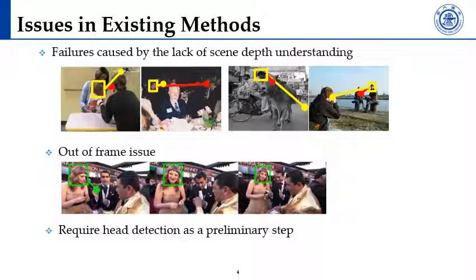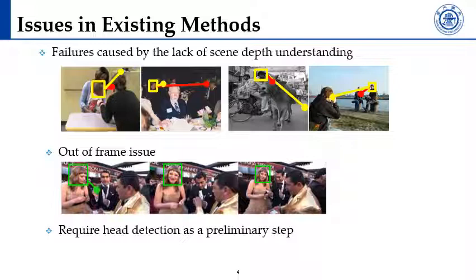In addition, since the field of view of a 2D image is limited, there is an out-of-frame issue when detecting gaze targets in 2D images. And this issue happens frequently. For example, in the VideoAttentionTarget dataset, one third of gaze targets are out of frame. Which means the human is looking outside, right? So the gaze target is not in this image.